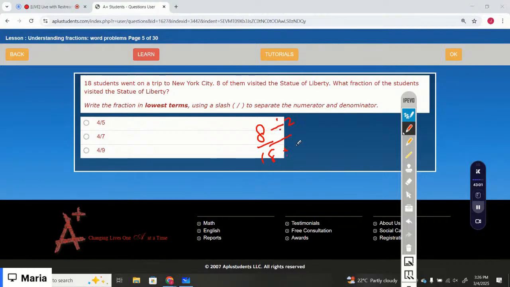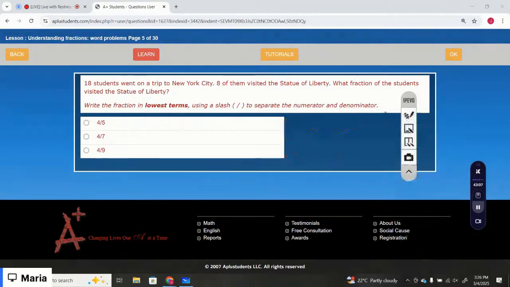Divide them by the greatest common factor, that is 2. 2 times 4 is 8, 2 times 9 is 18, that is 4 over 9. Option number 3 is the correct option, 4 by 9.